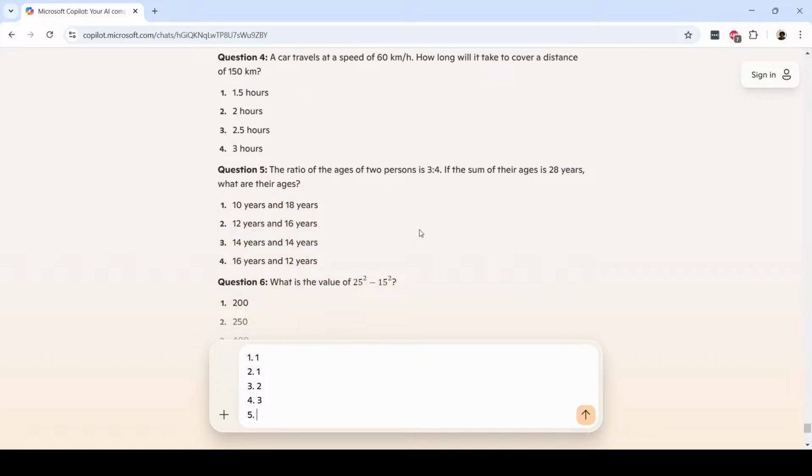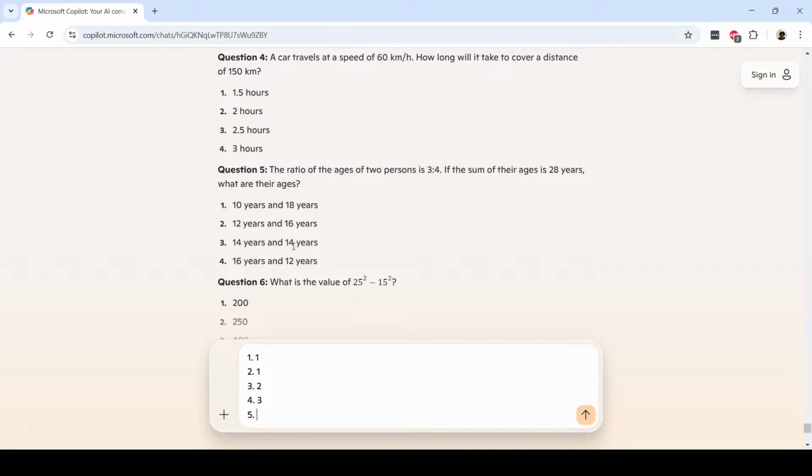The ratio of the ages of two persons is 3 by 4, and the sum of their ages is 28 years. Okay, again a bit simple. The ratio is 3 by 4, right? So we can do it by options also, that is 12 and 16. So 14 and 14, the ratio is not matching.